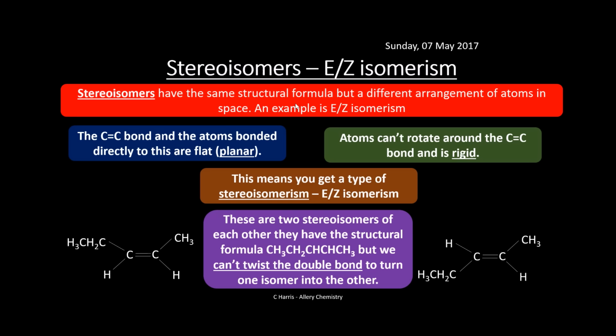This means you get a special type of isomerism, which we call stereoisomerism, or EZ. Let's have a look at these two examples. These are two stereoisomers of each other. They have the same structural formula, CH3CH2CH=CHCH3, but we can't twist the double bond in order to turn one isomer into the other. Look at this one: the double bond can't rotate. The main difference is that the CH3 on this one is down here, whereas on this one it's up there. Because this can't twist, I can't flip that one round to match this molecule, because that's fixed. So this molecule is different to this one, and that's what we call an EZ isomer.